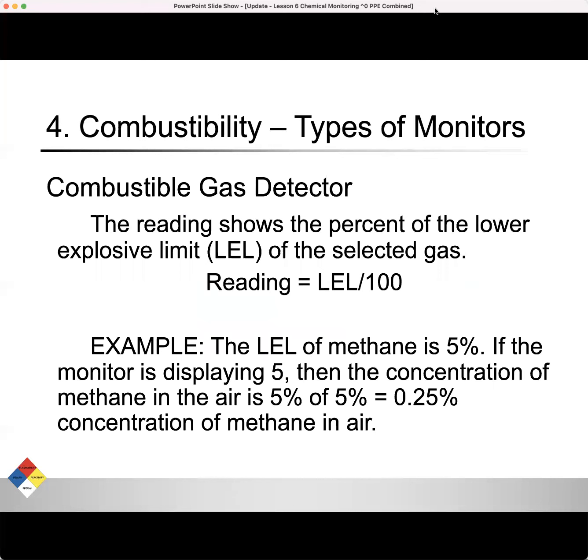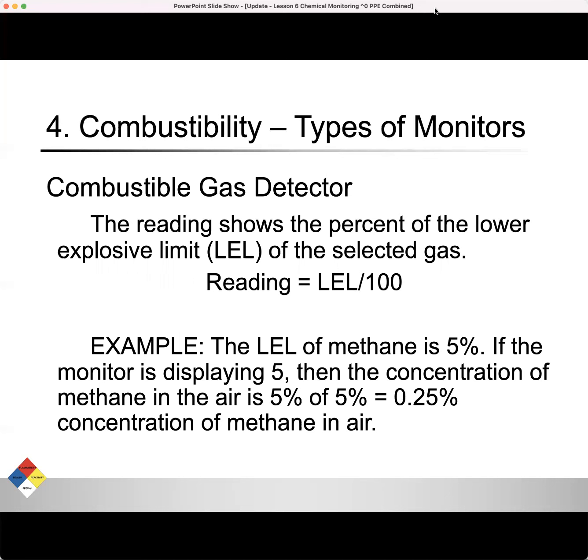So what does the LEL, or combustible gas monitor, tell us? The reading shows the percent of the lower explosive limit of the selected gas. So the reading equals the LEL of the calibrated gas divided by 100. So it's percent of LEL. Percent is per 100, LEL per 100.